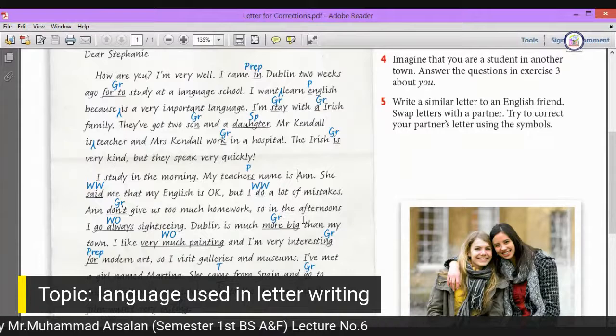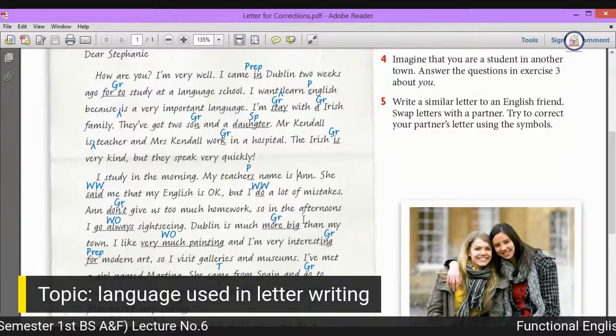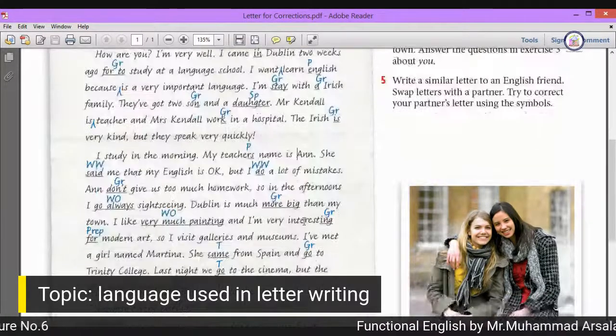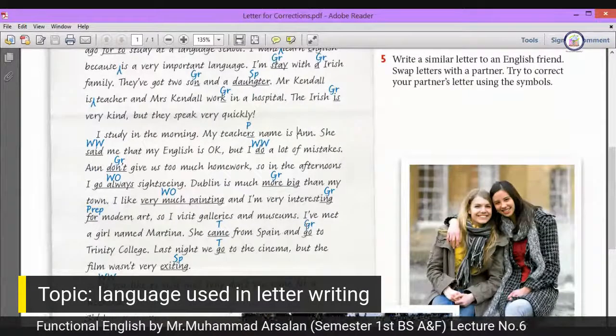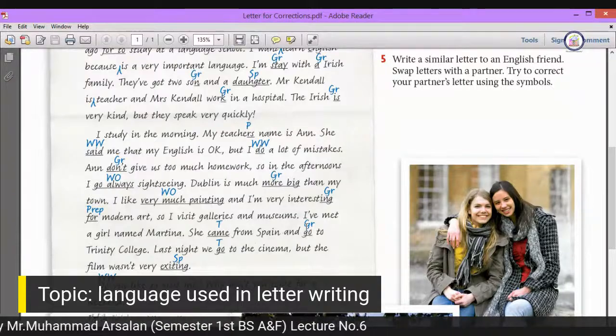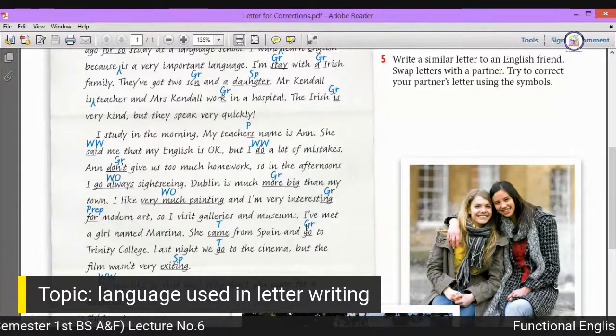I have met a girl named Martina. She came from Spain and go to Trinity College. Last night we go to the cinema, but the film wasn't very exciting. Now look at this. A lot of things are jumbled up in one go.